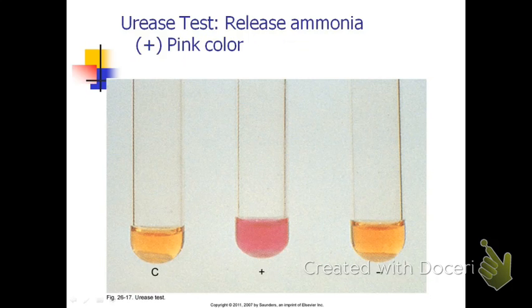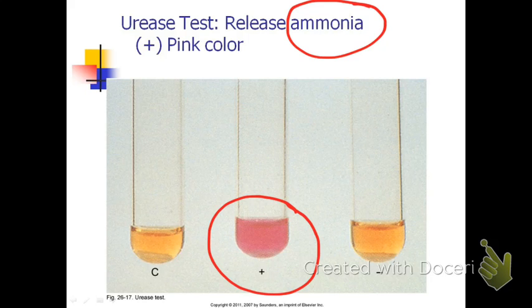Then the urease test. The enzyme urease could hydrolyze urea. As a result, ammonia would be released, and it is characterized by a deep pink or a deep red color.